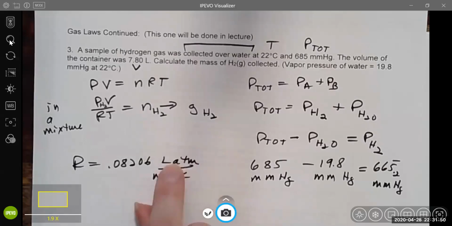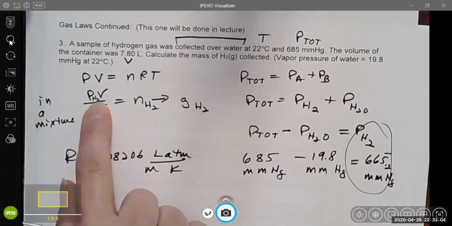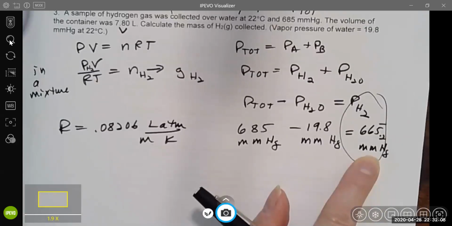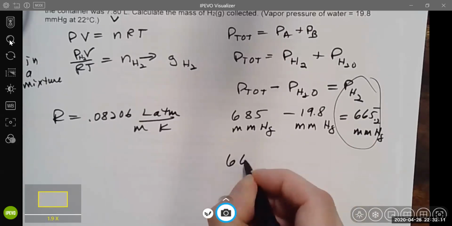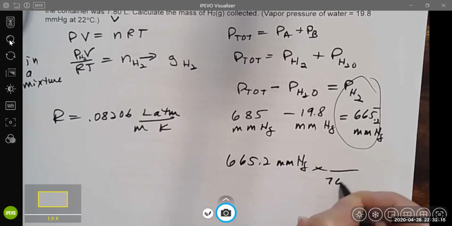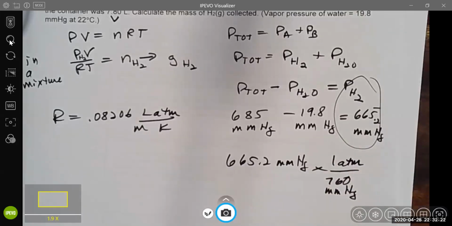We have to have our volume in liters, our pressure in atmospheres, moles always in moles, and our temperature in Kelvin. So we're going to have to do a little converting here, because this is my pressure of hydrogen that I want to put in here, but it's in millimeters of mercury. So I have to do another step here, and take that 665.2 and say there's 760 millimeters of mercury in 1 atmosphere.